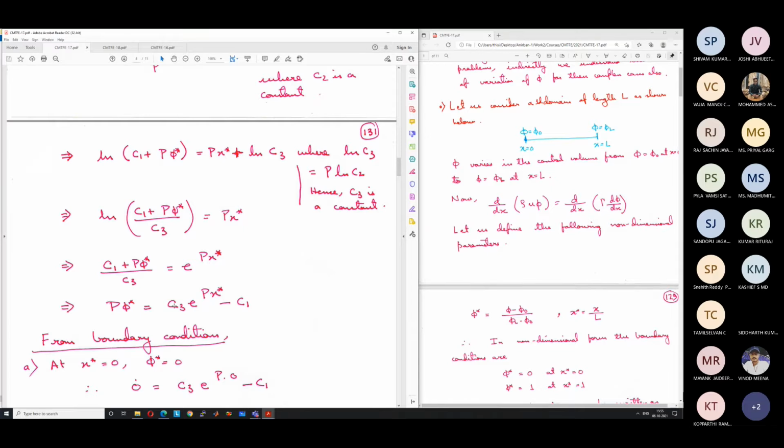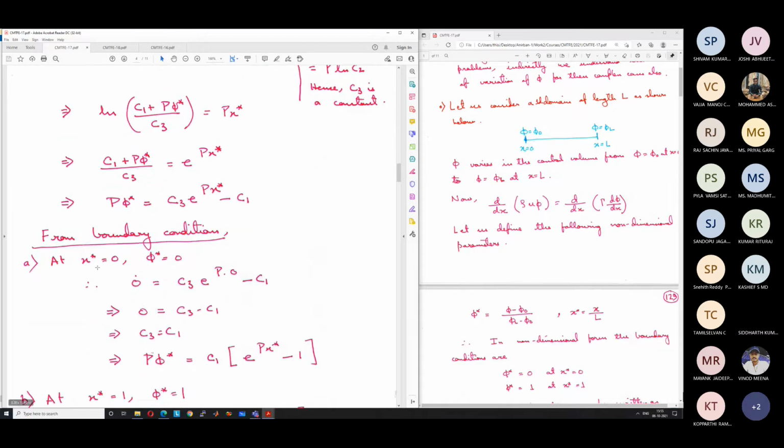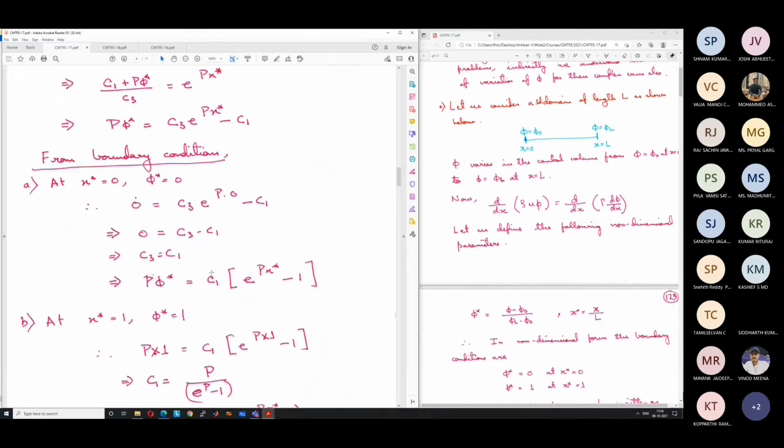So from the boundary condition, at x star equal to 0, phi star is equal to 0. So replace the values: C3 e to the power 0, which means C3 into 1. So C3 minus C1 is equal to 0, because phi star equal to 0. So C3 is equal to C1. We can rewrite this expression as P phi star is equal to C1 into e to the power P x star minus 1. Now we have to find C1 from the second boundary condition.